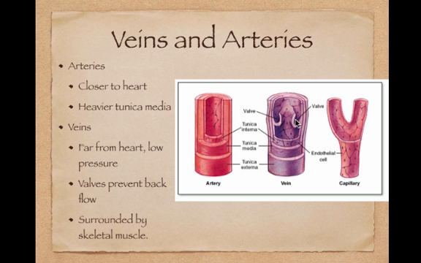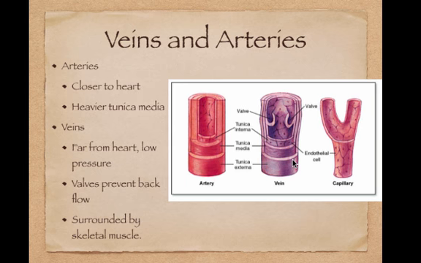Over here we can see the veins have the same three layers, but the tunica media is much smaller, and the lumen, or the open space in the middle of the vein, is much larger. Veins are farther from the heart, so they have low pressure, and because of that, they require a few special adaptations to help blood actually move back up to the heart. Blood in veins is often traveling against gravity, so if you think about the veins in your legs, blood is under low pressure, but it needs to travel upwards several feet to get back to your heart. A couple of things help with this. We've got these valves in the veins.